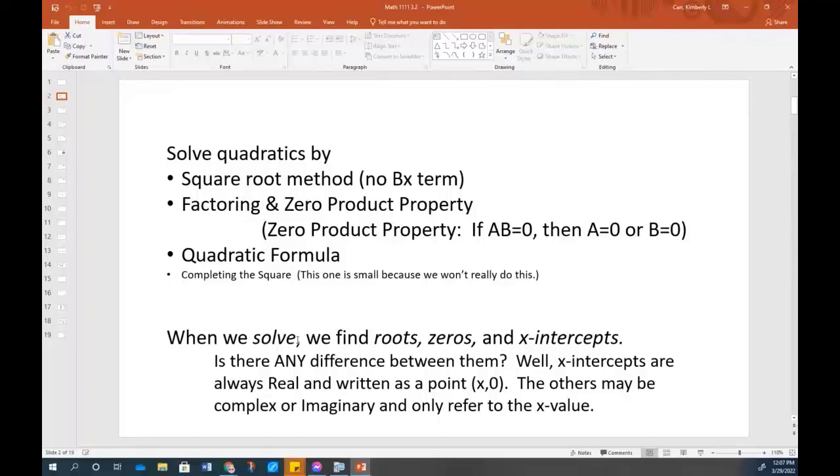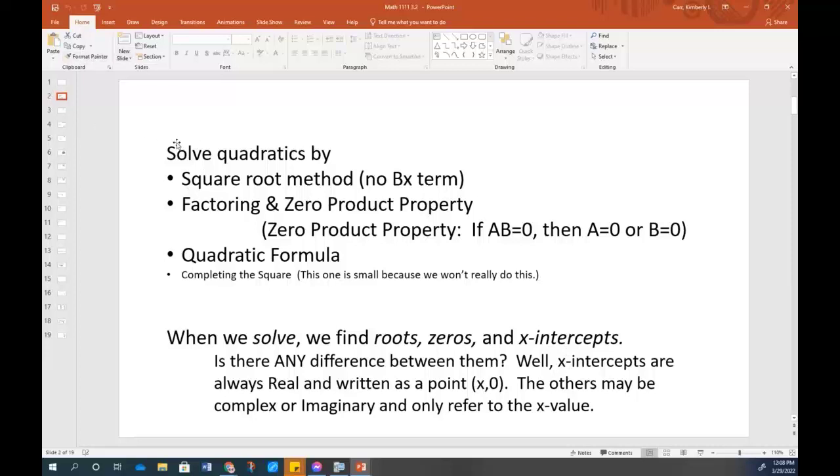Now when we solve, it may just say solve, but you may as well go ahead and get used to the concept that roots, zeros, and x-intercepts are all essentially the same thing. There is a slight difference in that x-intercepts have to be real numbers, and the others could be complex or imaginary. And when we're finding complex or imaginary roots, we really only deal with the x value, but when we find an x-intercept, then we are trying to find a particular point, and it can be written in the same way. But the x value in this point, x comma 0, is the same value that we would get if we solved or found a root or found a zero.